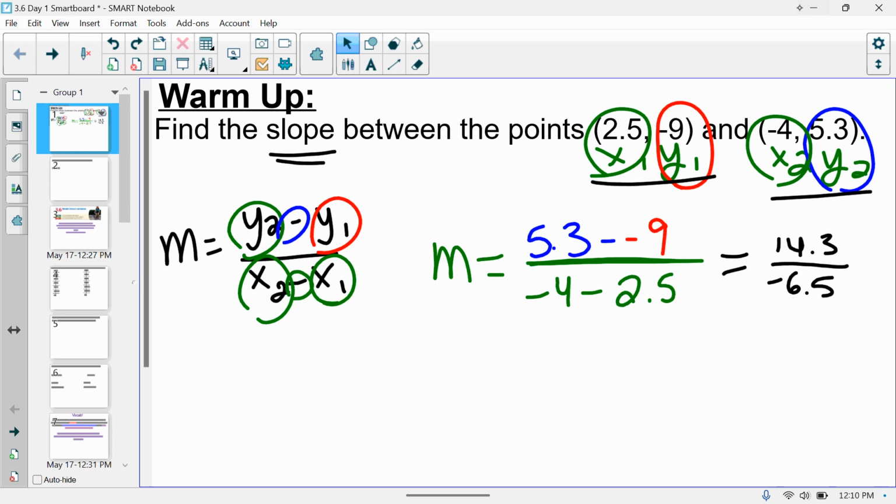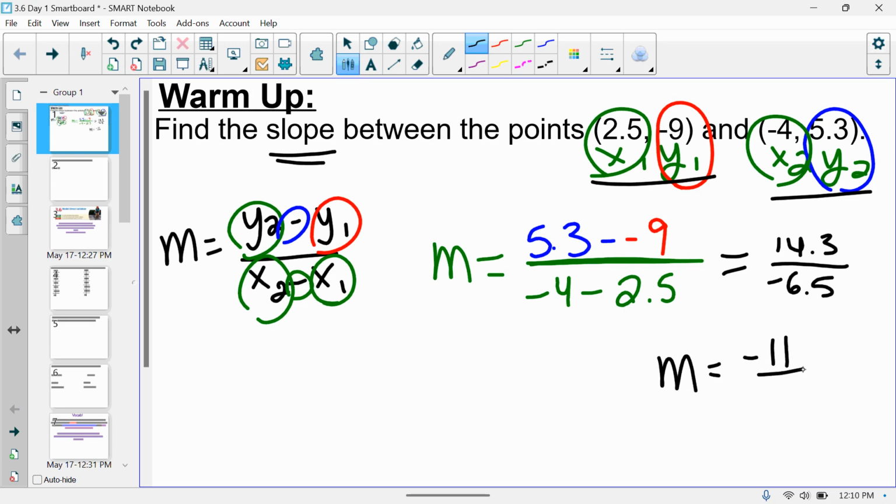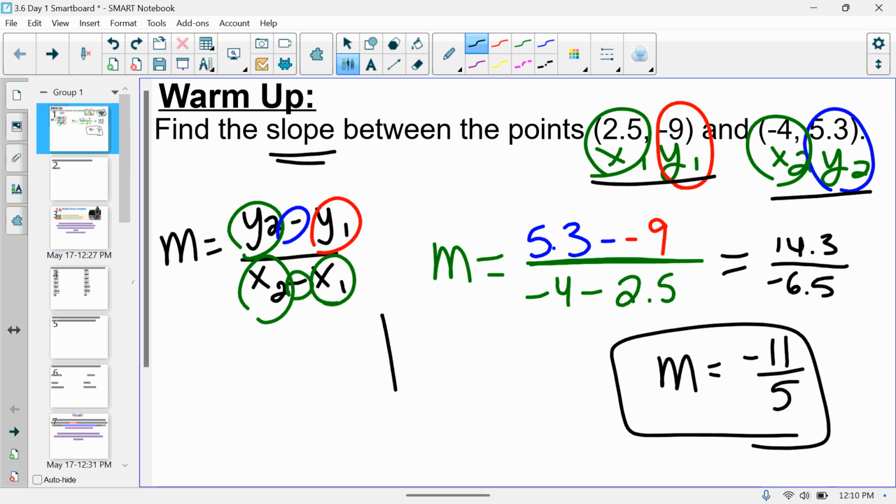So -11/5. Remember, if we did have a picture, this would mean rise over run, right? Like if we had a picture of 2 points, it means it's going down 11 and right 5 to make your line, okay? Any questions on that example at all? Again, that will be on your quiz that's coming up soon.